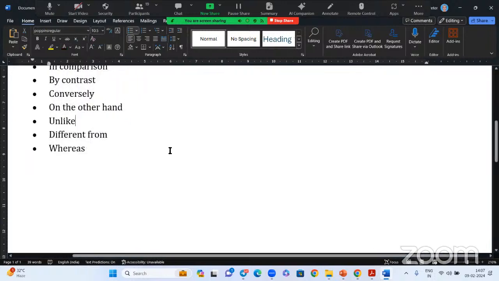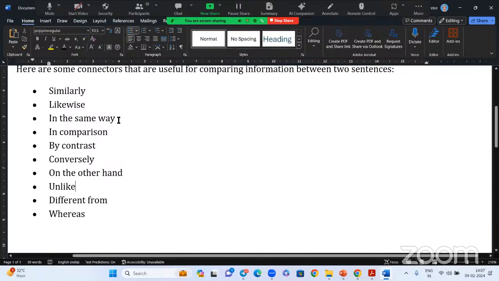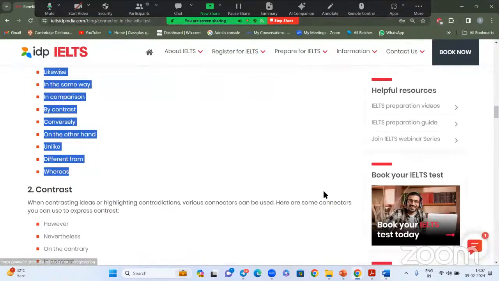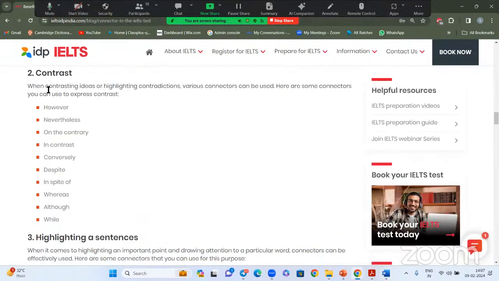Yeah. So these are the words. Similarly, likewise, in the same way, in comparison, by contrast, conversely, on the other hand, unlike, different from, whereas. This is one set of connectors. Now let us go to the second set of connectors. Contrasting connectors.